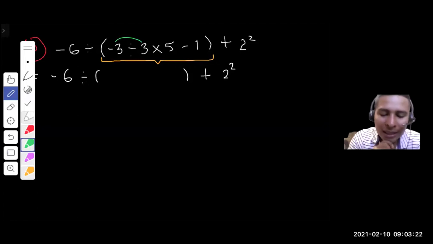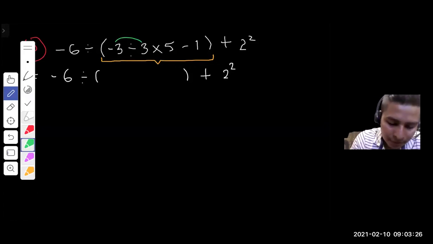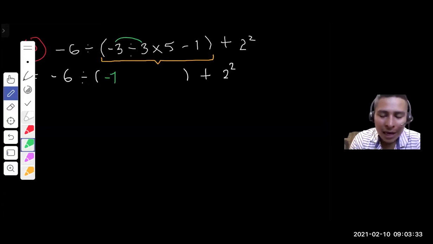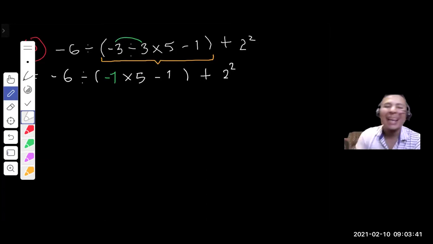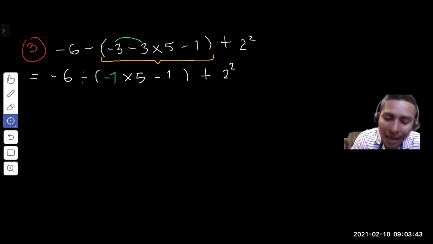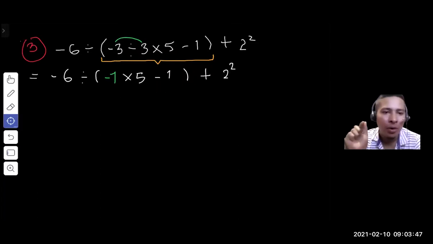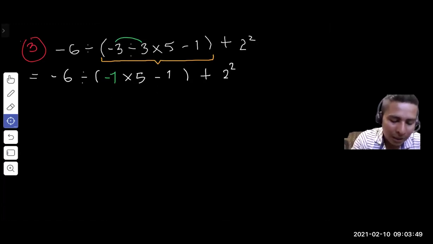What is -3 divided by 3, guys? 3 divided by 3 is 1, and it is negative because one of them is negative. And I need to copy the next part: times 5 minus 1. I just copied the other part. Take a look now again, guys. I need to work in the parentheses again because I need to leave just one number there. Let's work in the parentheses again.